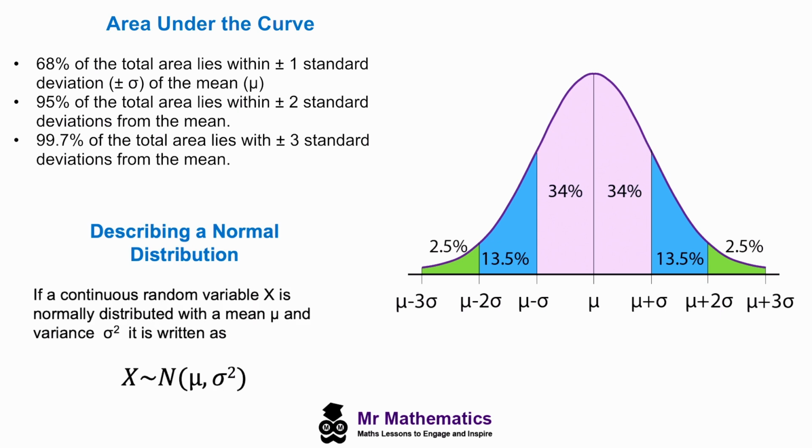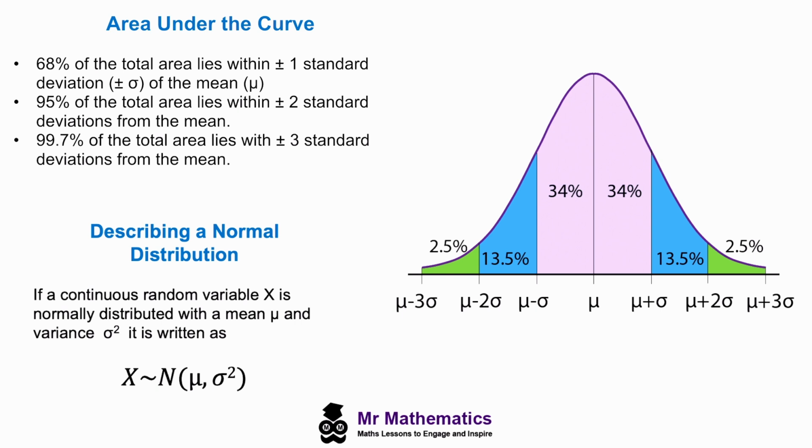So when we describe a normal distribution, if a continuous random variable X is normally distributed with a mean of mu and a variance of sigma squared, then it is written as X, the random variable, is distributed normally with a mean of mu and a variance of sigma squared.